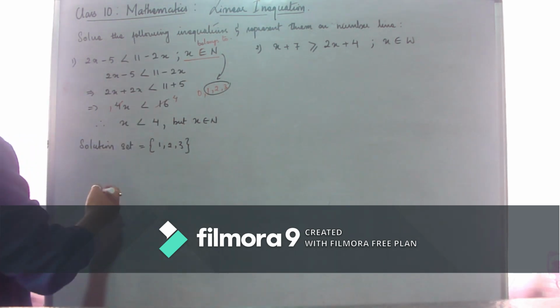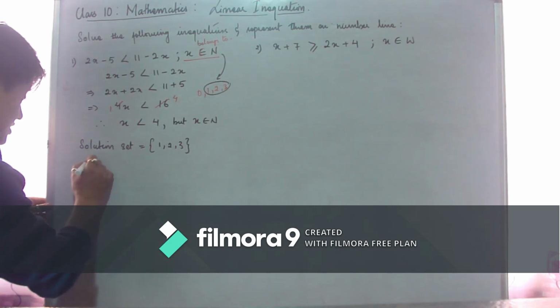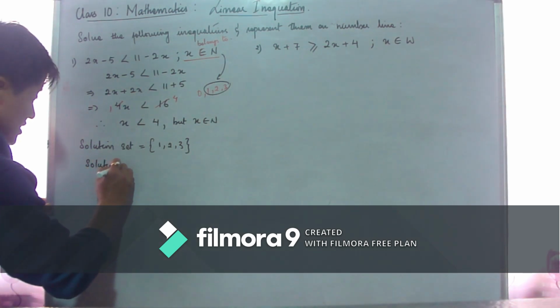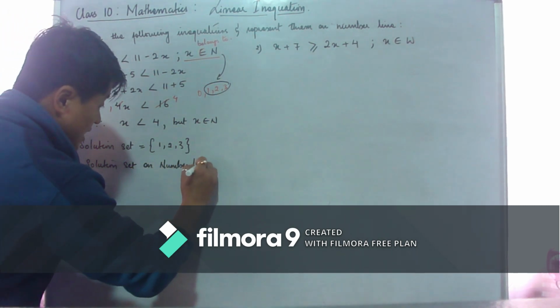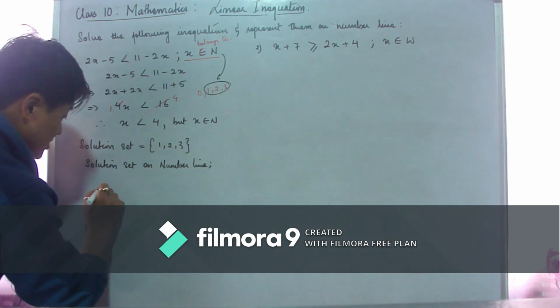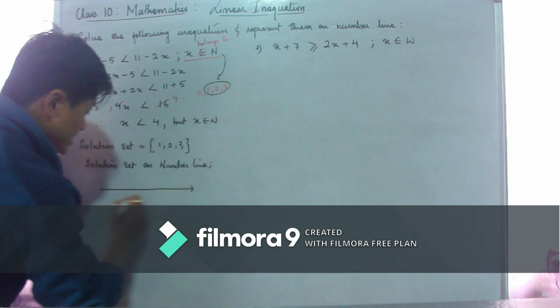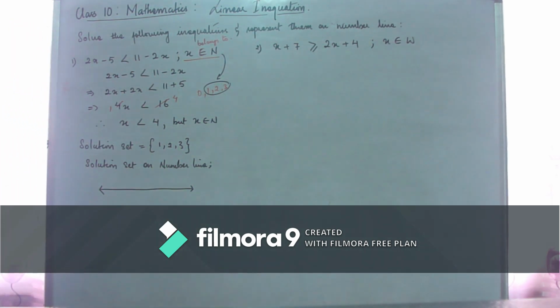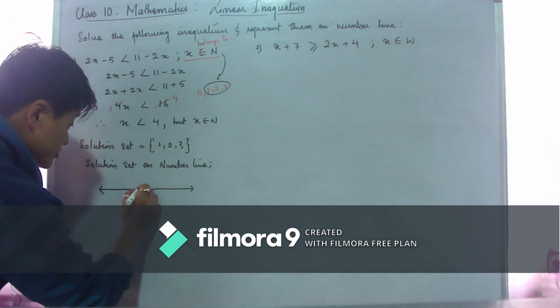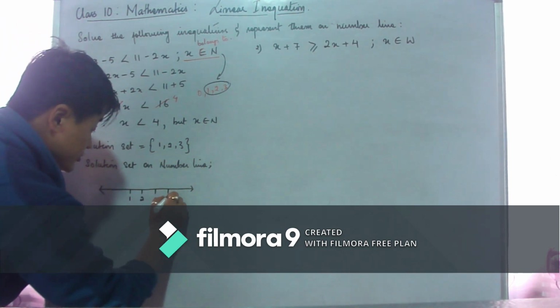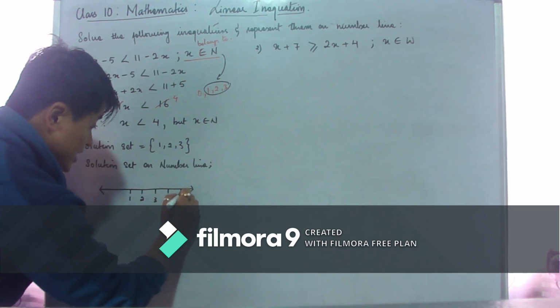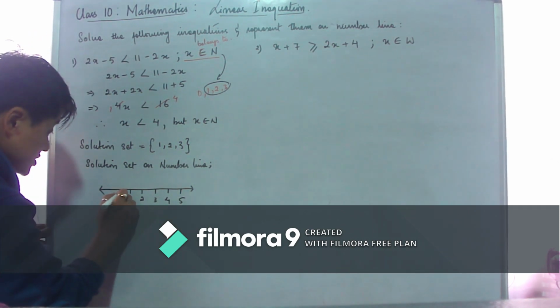Okay, we have to represent this solution set on the number line. We'll draw the line and give an arrow on both sides. We have the numbers 1, 2, 3, so we'll write here, start with 1, this is your 2, this is your 3. After that we'll make two more numbers, 4 and 5. Before this we'll also write 0, then minus 1.